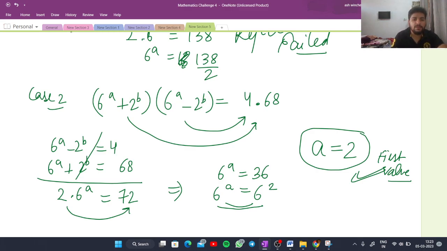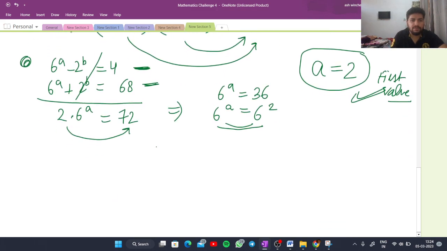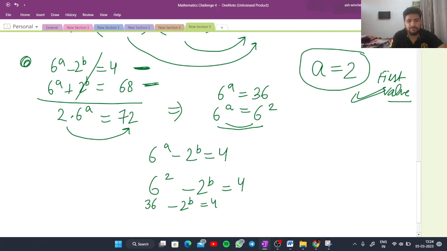We can do this by putting a into either of these equations. I'm putting it in this one. It will be 6 raised to power a minus 2 raised to power b is equal to 4. Putting a equal to 2, this will be 6 square minus 2 raised to power b equal to 4. It will be 36 minus 2 raised to power b is equal to 4. So 2 raised to power b will be 32.